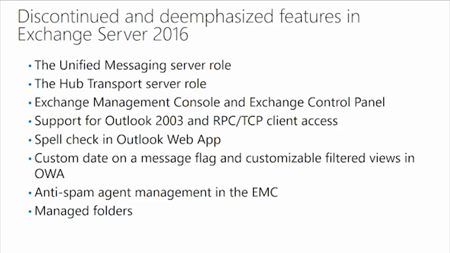To summarize some of them, like the unified messaging server role, it's still there, all the functionality is still there, but it's no longer a dedicated role that you can deploy in your environment. It's just part of the Mailbox server. The same with the hub transport server. It's not like Exchange doesn't send mail anymore. It's still there, but it's part of the Mailbox server.